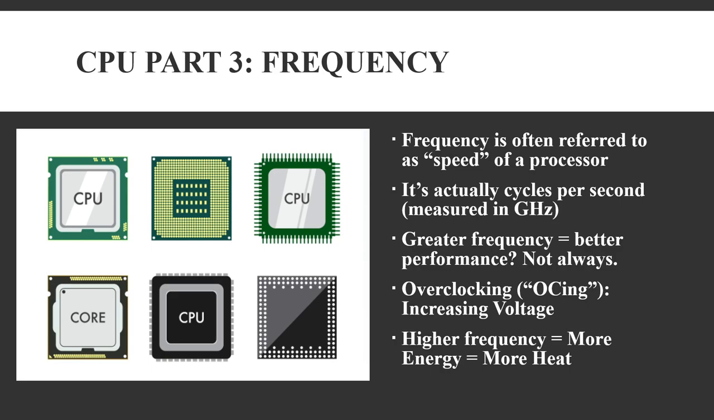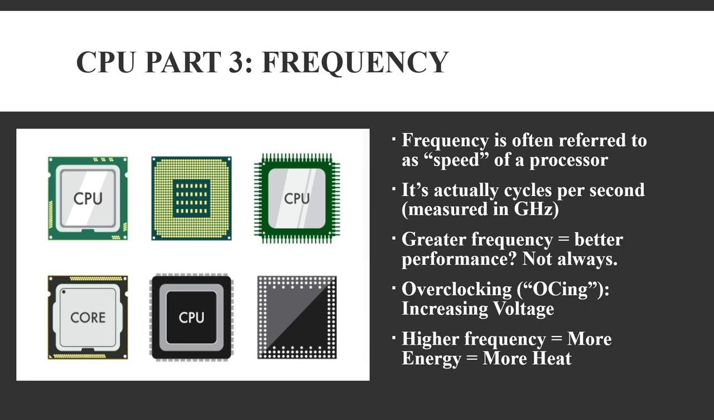So next up we have the frequency, guys, and this also gets into overclocking. Like I mentioned earlier, the frequency is sometimes called the speed. It's actually the cycles per second, which is why it's measured in gigahertz. For any of you physics geeks out there, I'm sure you've done a lot of math on frequencies. So does greater frequency always mean better performance in a processor? The answer is no, and that goes with what I mentioned earlier about the IPC, the architecture, and the other specs.